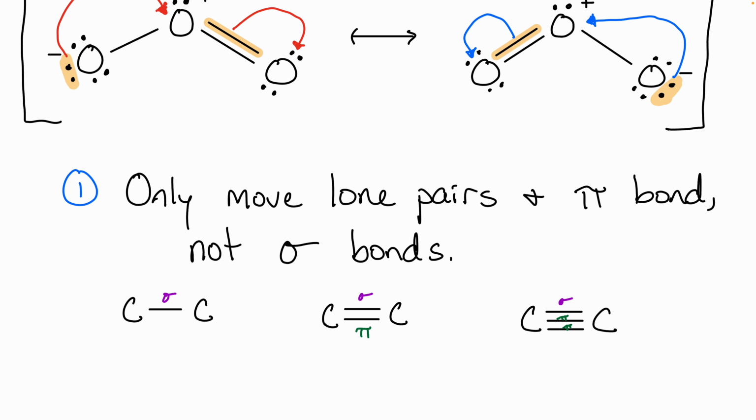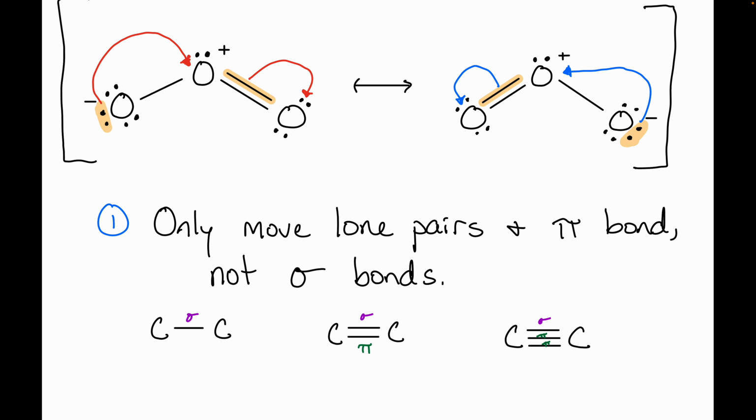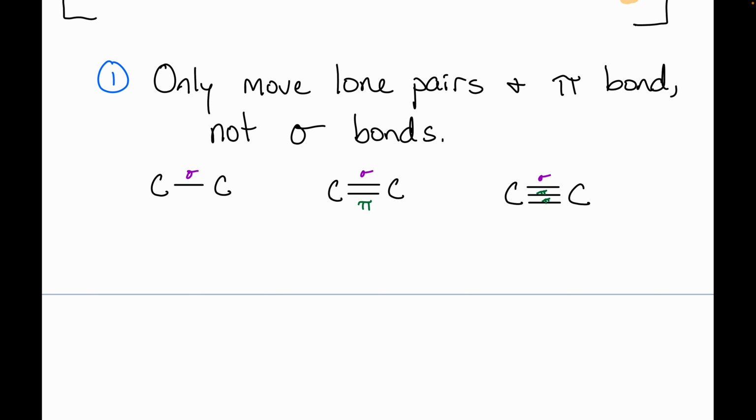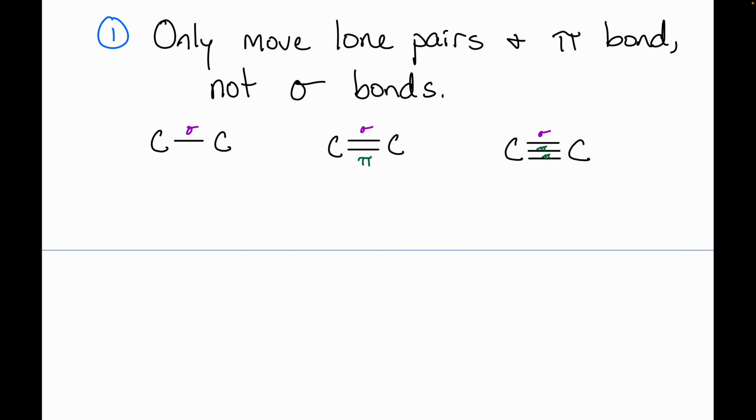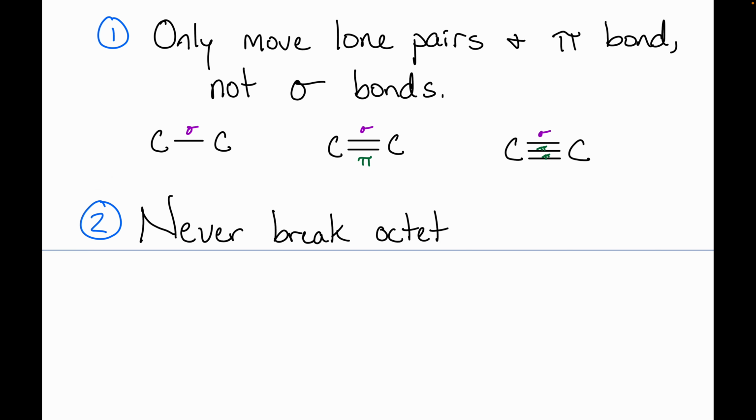All right, so just going back to our previous example, just convince yourself real quick that I only moved lone pairs and pi bonds. That's the only thing we're allowed to do for resonance structures. Again, that's not true for general reaction mechanisms, but it's true within the context of resonance. Okay, the other thing that we're not allowed to do, and this is kind of just true always, but important to keep in mind, is we can never break the octet rule.